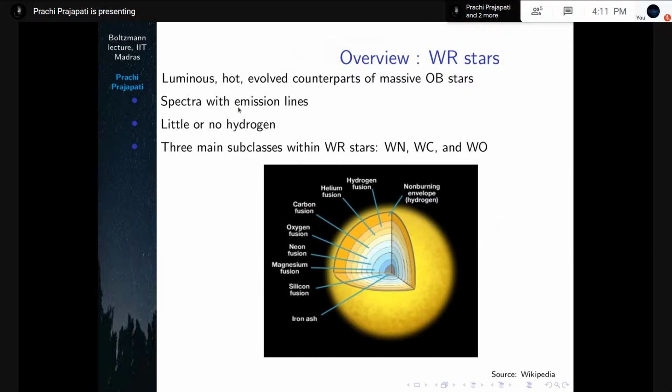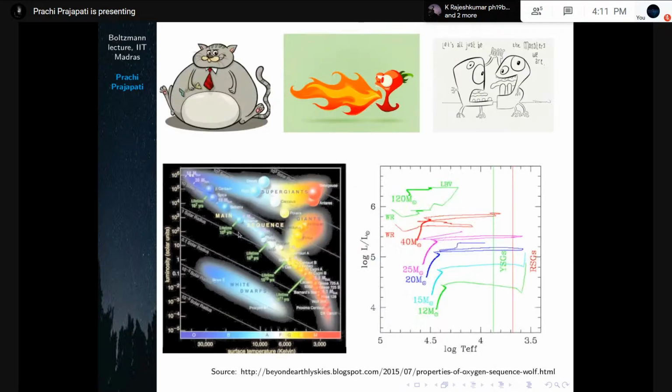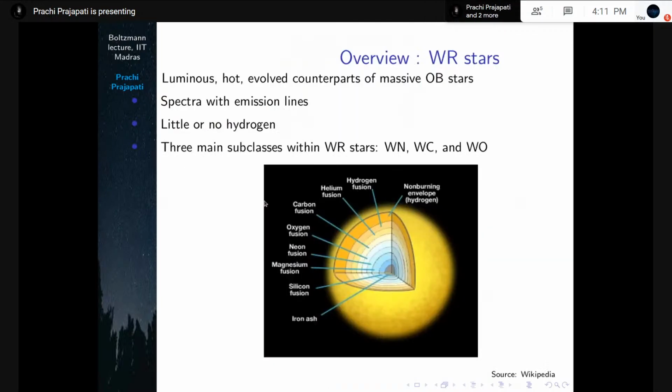They have these emission lines in their spectra, and since they are evolved phases of massive stars, evolved as in they have already passed the main sequence phase and are now evolving. The main sequence is the phase where hydrogen burning happens.